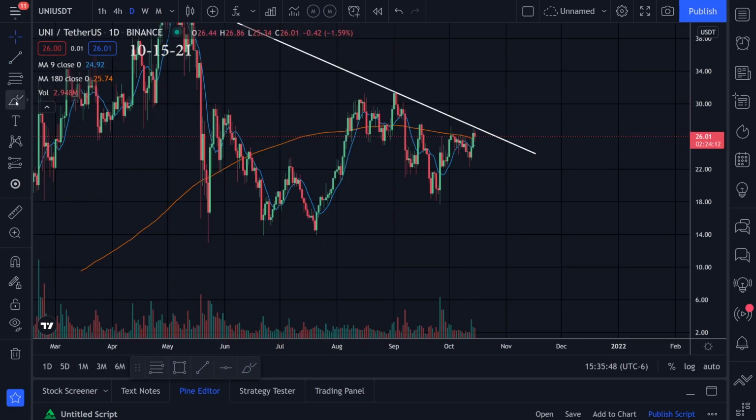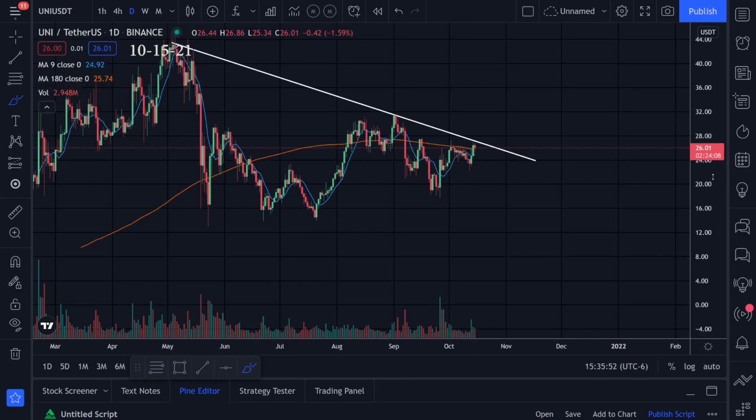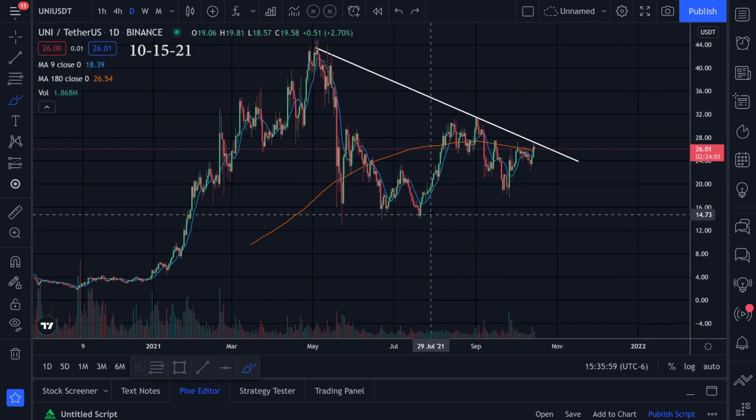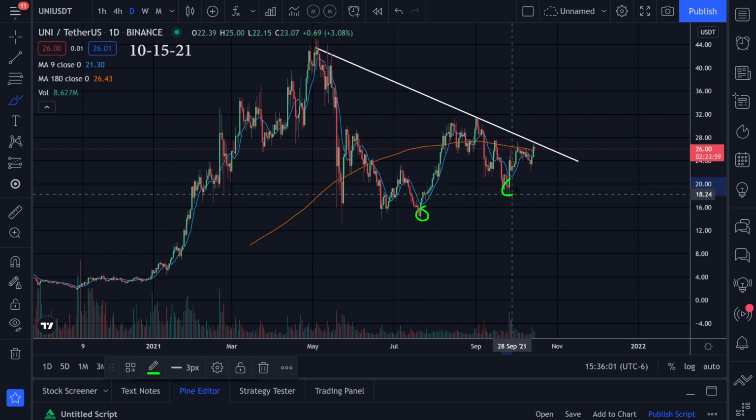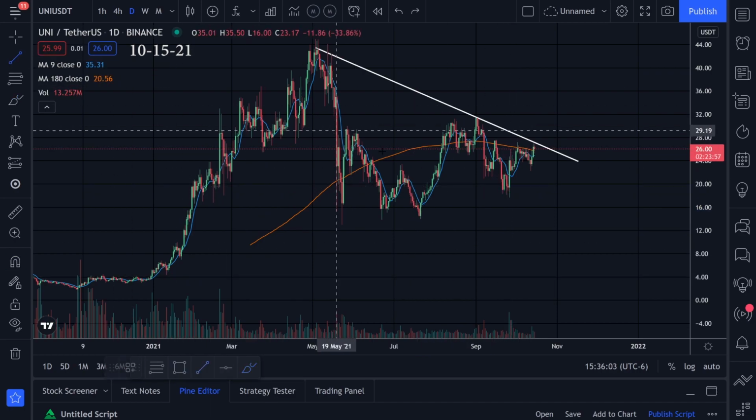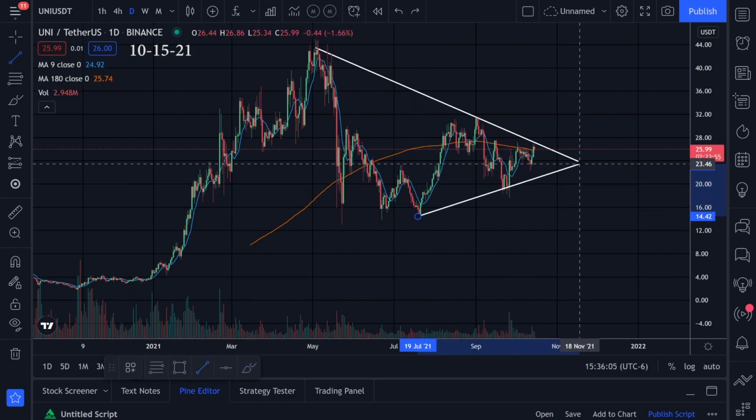It looks like we're getting really close to this trend line right here, and if we could break out of this trend line, I think that'll be a good sign for Uniswap. We could also argue that there's support right here and there's support right here. Let's do a bottom trend line going something like this.